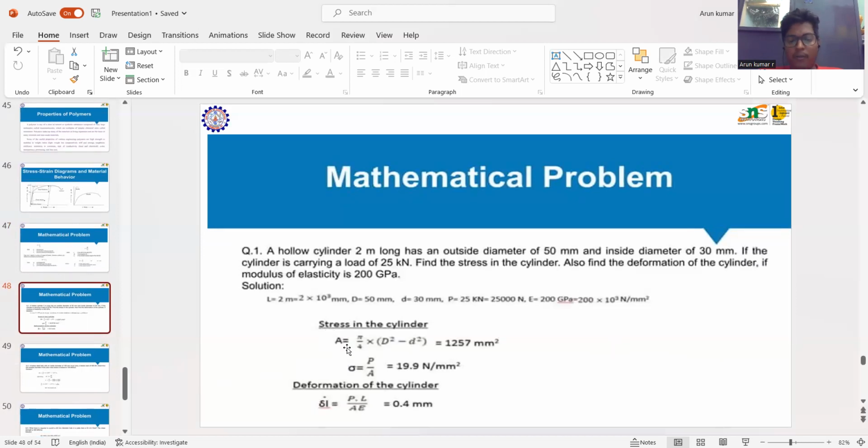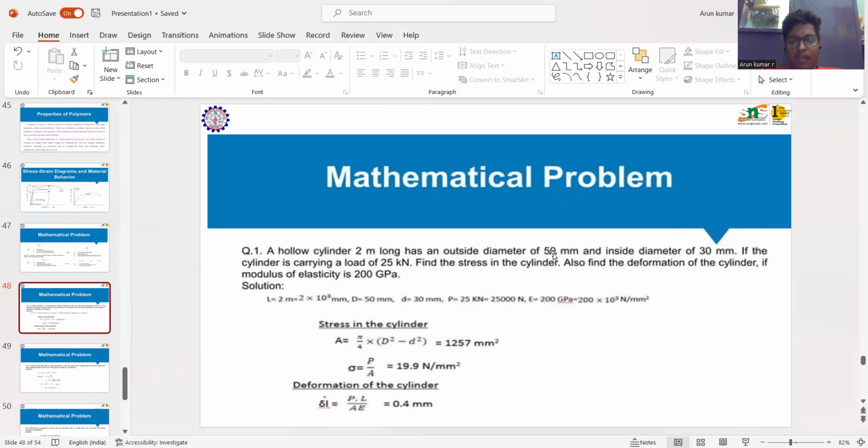First numerical problem. A hollow cylinder 2 meters long has an outside diameter of 50 mm and an inside diameter of 30 mm. If the cylinder is carrying a load of 25 kilonewton, find the stress in the cylinder and also find the deformation of the cylinder if the modulus of elasticity is 200 gigapascal. So first of all, we have to convert into the same SI unit. When the problem is given as a hollow cylinder, it has two diameters. One is the outside diameter, another is the inside diameter.